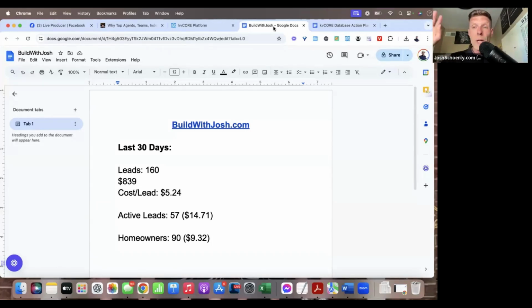So the cost per homeowner is under $10, $9.32 per lead. Okay. Why is that important? Richard, thank you. 56%. That's pretty good. Why is that important? When I determine that, I can append more data in my kvCORE. And let's face it, data is one of the most valuable resources that exist in our world today. And it's true in our business and many other businesses.